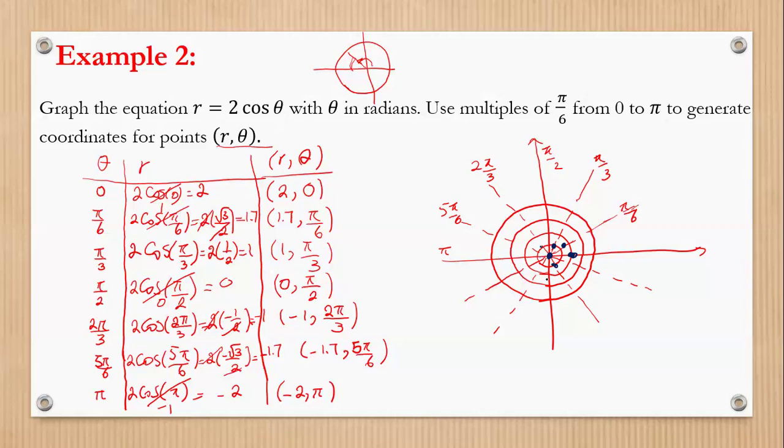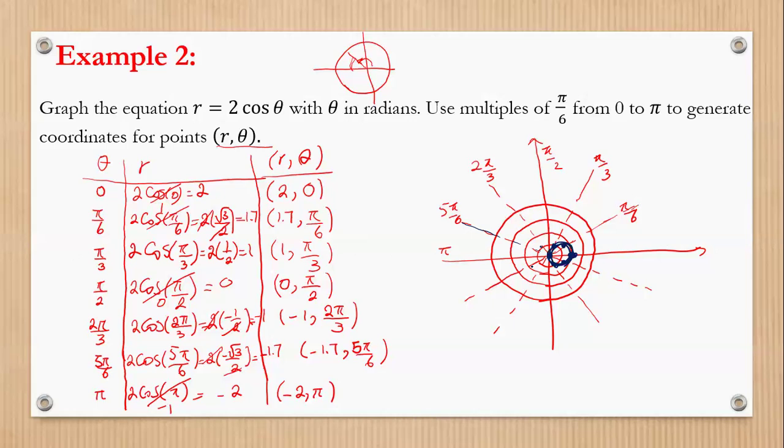5 pi over 6, negative 1.7. Again, 1.7 in positive form is just on this side of the line. But if it's negative, we go in the opposite direction. 1.7, negative 1.7. And negative 2 on pi, which is exactly on this point. And if I connect this, I got a circle.